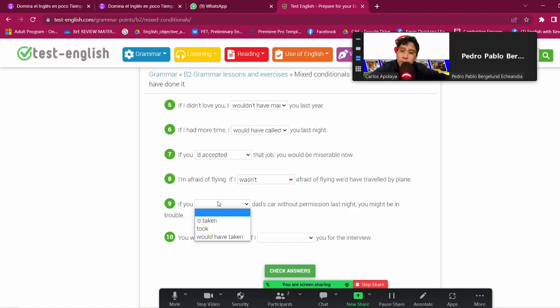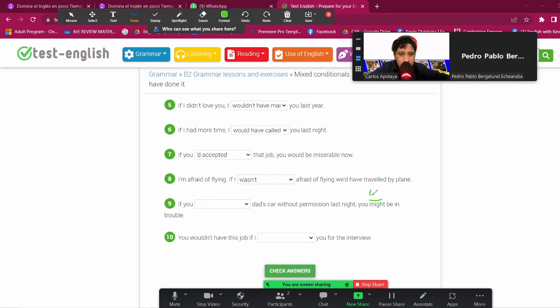Number 9. If you would take that car without permission last night, you might be in trouble. I'm afraid not. Remember that you can change. You can say would, might, and could. You can use whatever you want. In this case, this situation is in the past, so this needs to be in that past perfect.